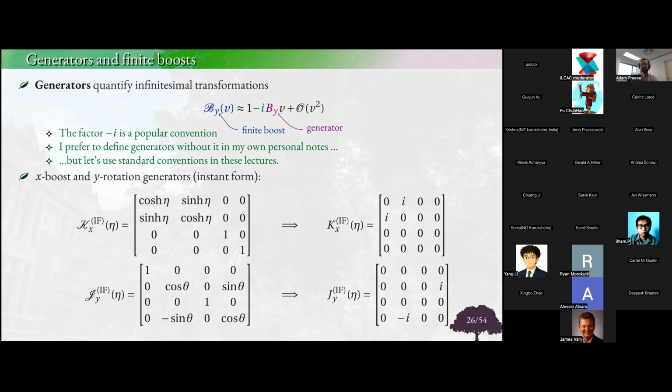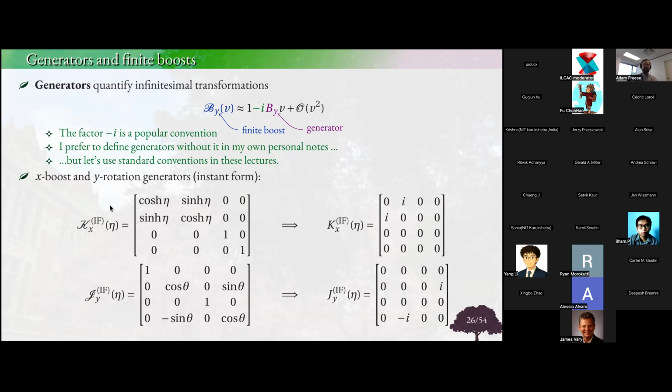By popular convention, we usually also pull out a factor minus i here. I personally, in my own notes when I'm doing calculations, like to not have this factor minus i. I consider the minus i to be part of the generator when I'm doing my own calculations, but nearly everyone else pulls out this minus i here, so I'll just use the standard conventions in these lectures. So in order to get generators, you would look at what a finite transformation is.